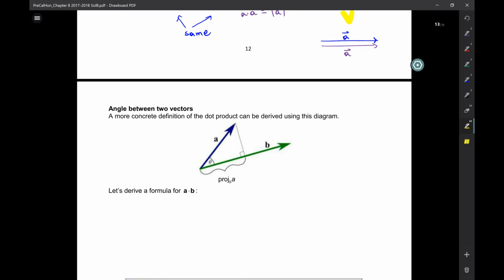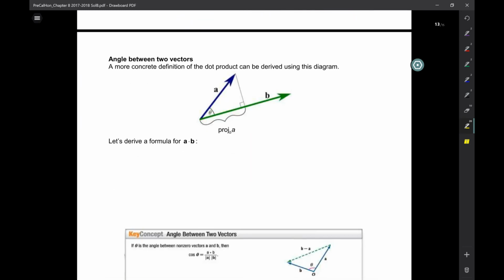Okay. So let's talk about the angle between the two vectors. With this, we could come up with a more concrete definition. And you'll see how so many things are connected to this.